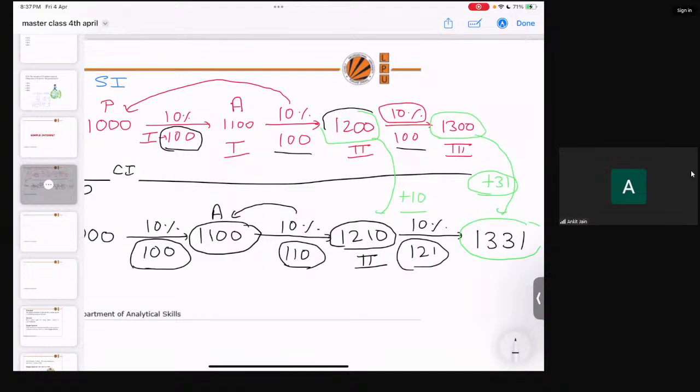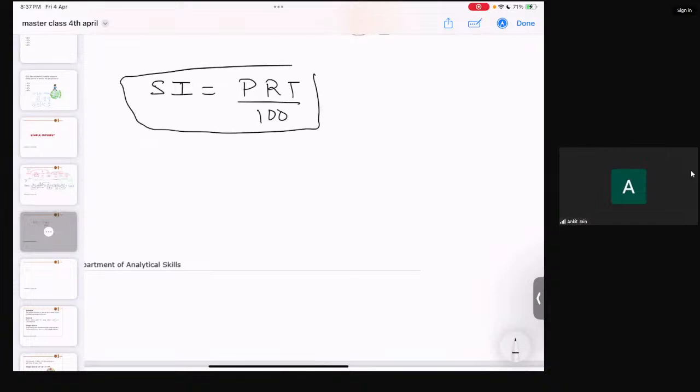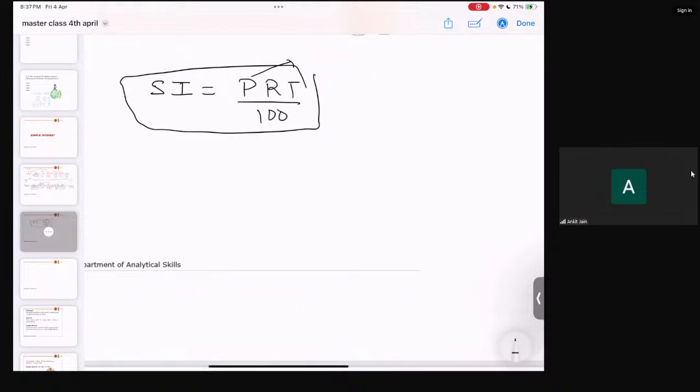There are some formulas also. For example, in case of SI, the formula is PRT by 100. You know about this formula, a very basic formula. PRT by 100, P is the principal. That is your base value, the amount that you invest, R is the rate, and T is the time in years. If suppose the rate is given per annum, then we take time in years. If suppose the rate is half yearly, then we take time as half.